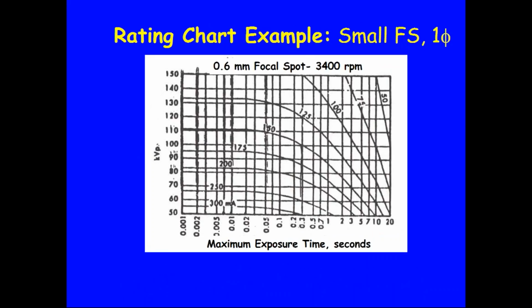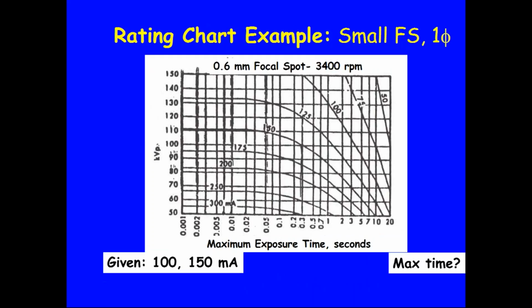Let's look at the small focal spot, single phase, and use this example. Given 100 KVP, 150 MA, what's the maximum time that you can give on this particular tube without blowing it up? Well, 100 KVP, identify where the 100 is, and then extend it out to where it intersects the 150 MA, and then just read out the time, 0.3 seconds. That's it. The maximum time that you could put on that tube for 100 kV and 150 MA is 0.3 of a second.